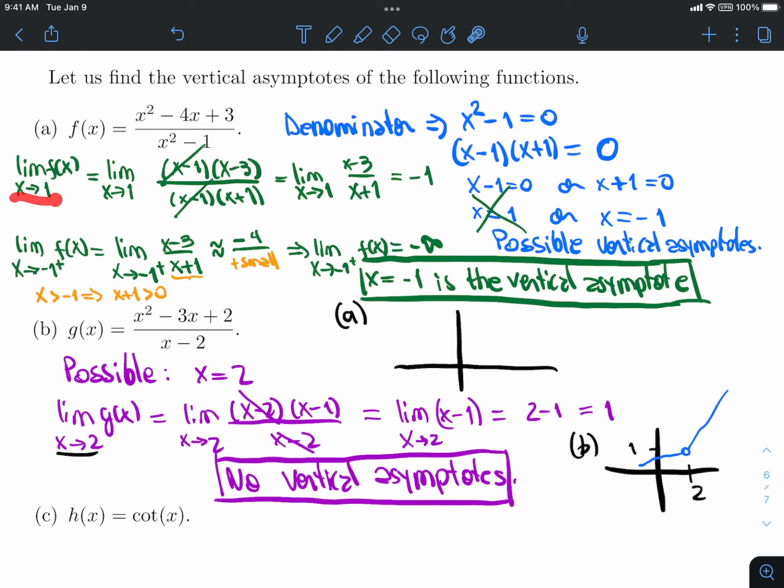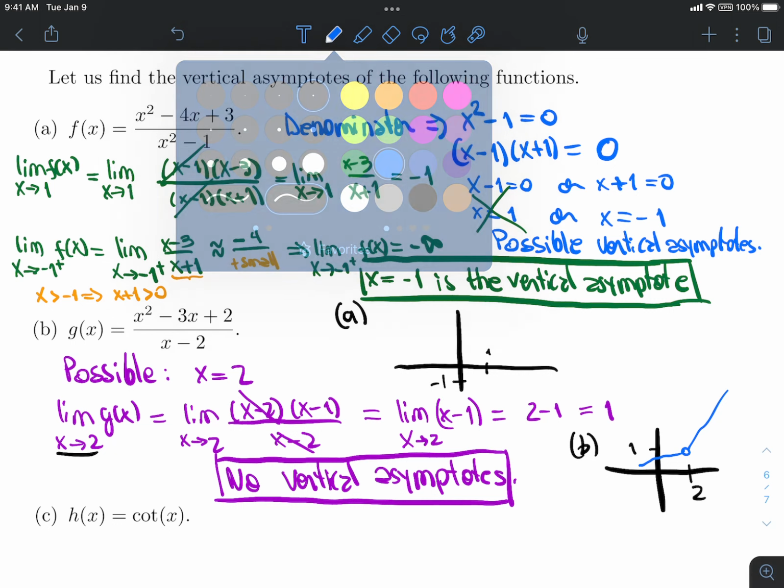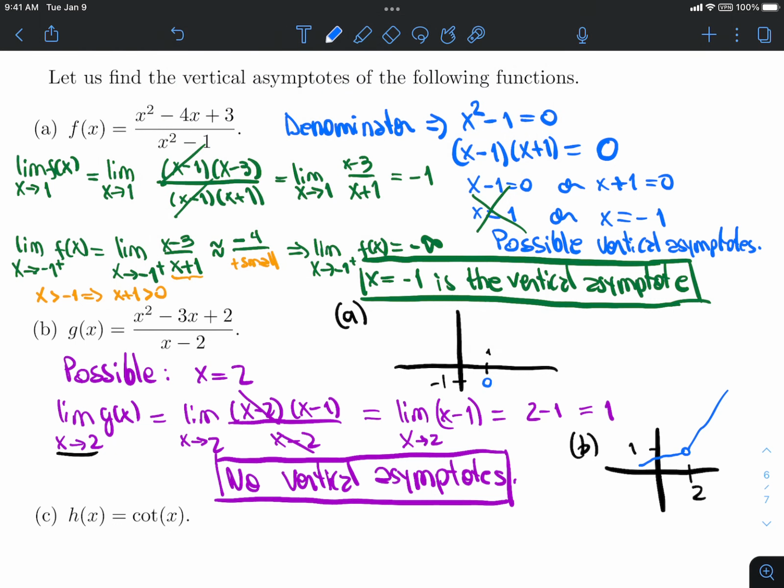The limit when x approached 1 was minus 1. So we'd have minus 1, and 1 would have a hole in here. But we did know that x equals minus 1 was a vertical asymptote. So if I put a minus 1 there, this is an asymptote that we're not allowed to touch. So when x approaches 1 from the right, the limit is minus infinity. So that means this is happening here.